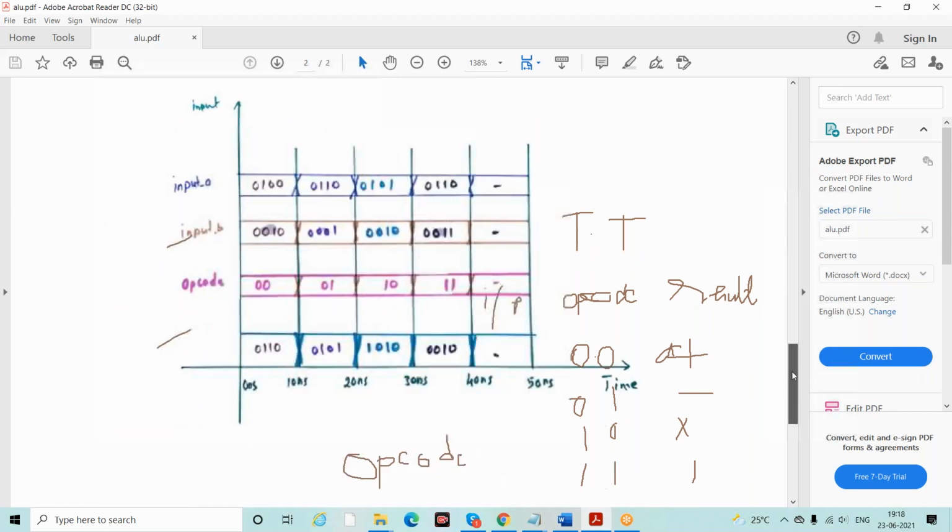Now we will discuss a little bit about the timing diagram. The timing diagram may be helpful for writing the test benches. See, the x-axis is time, the y-axis is input. If the opcode is 0 0, I will take one input here: 0 1 0 0, that means 4, and 2. So in case your opcode is 0 0, input A adds with input B.